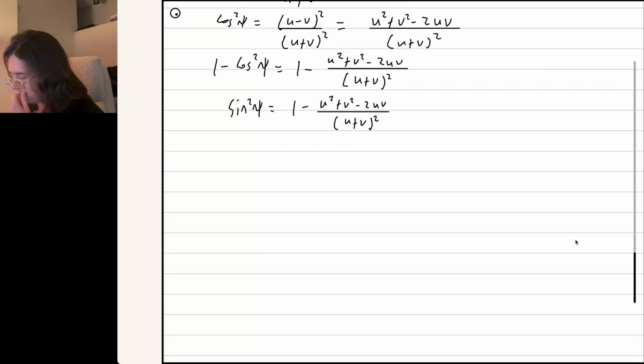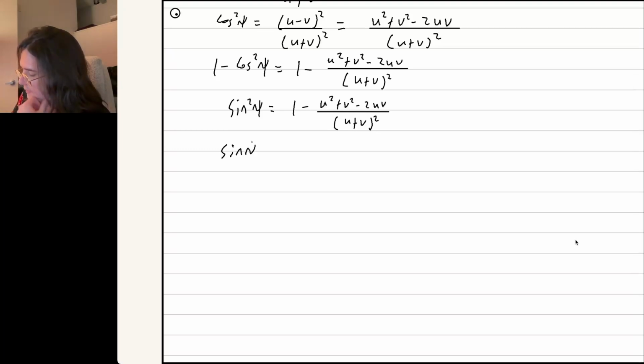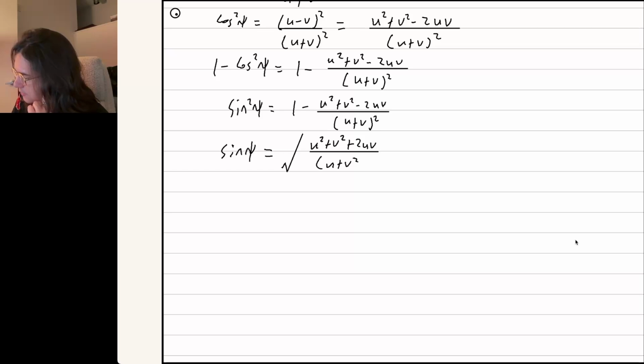So you can just take the square root of both sides. We'll have sine psi on the left, and I'm going to now multiply 1 by u plus v squared over u plus v squared so that they have the same denominators, and I'm going to expand u plus v squared as well. So that's going to be u squared plus v squared plus 2uv over u plus v squared, and then minus the same stuff that we had before.